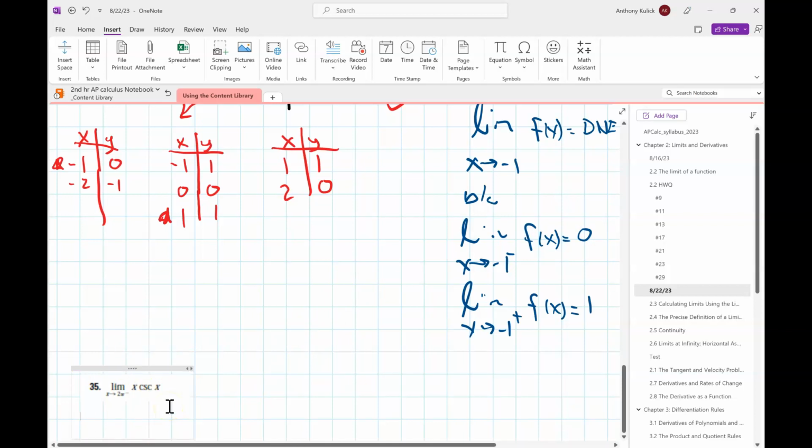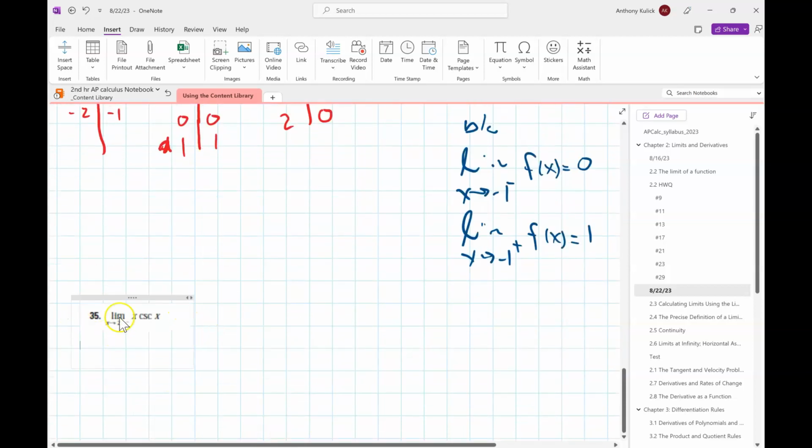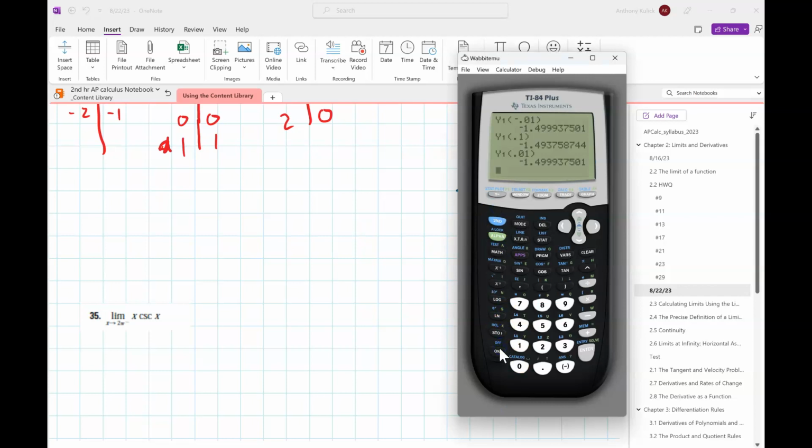It says determine the infinite limit as the direction. I would do this graphically or tabularly. It probably doesn't really matter. Let's start with the graph though. So we have x times cosecant x. Now I don't have a cosecant x button on my calculator, but it's 1 over sine, so that's what I'm going to type in instead.